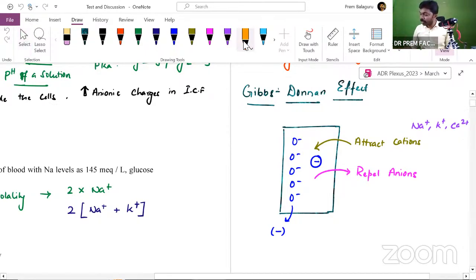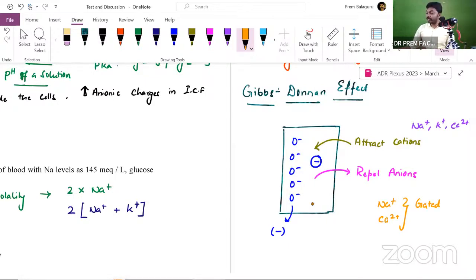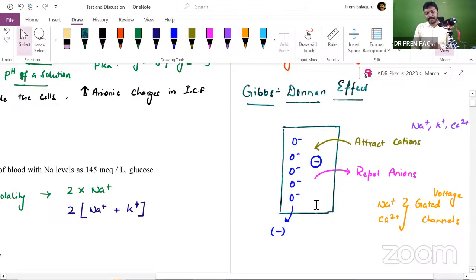But the point here is, when it comes to sodium as well as calcium, they travel via gated channels. If you remember, sodium as well as calcium gets into the cell through voltage gated channels. There are separate voltage gated channels for sodium, and separate voltage gated channels for calcium. Sodium, of course, can also move through ligand gated channels.